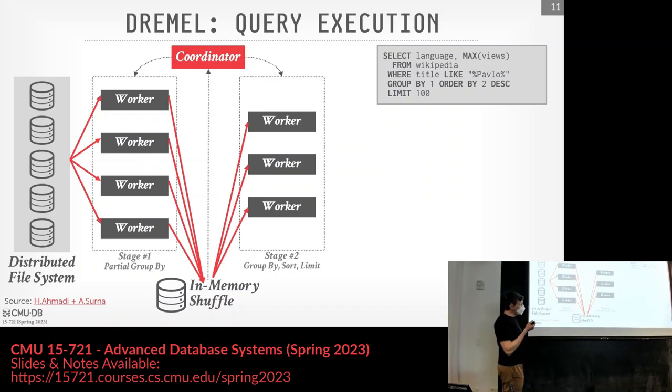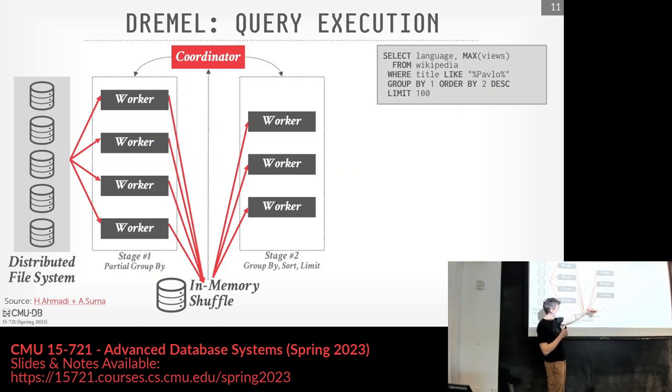So the paper doesn't talk about this, but that's why I was saying it's not exactly a true pipeline breaker when you have these sort of shuffle stages. There's some cases where you could have these workers start speculatively executing and retrieving data that these guys are generating before they even finish.